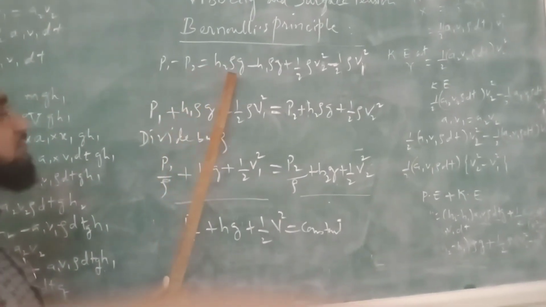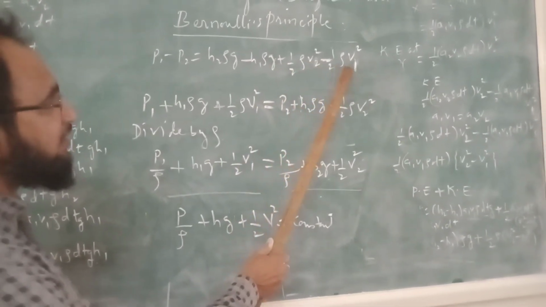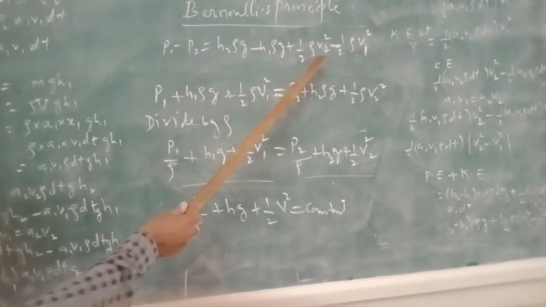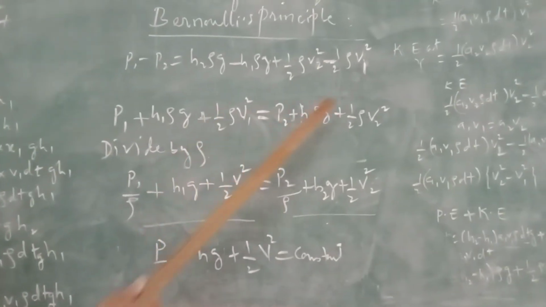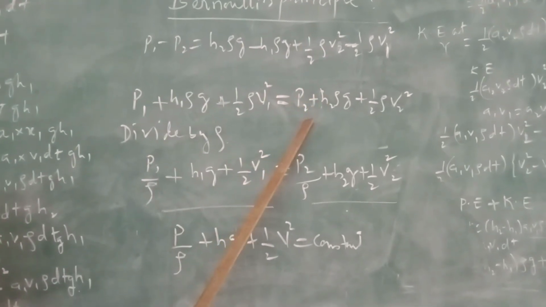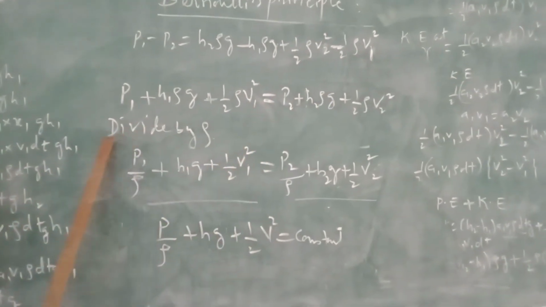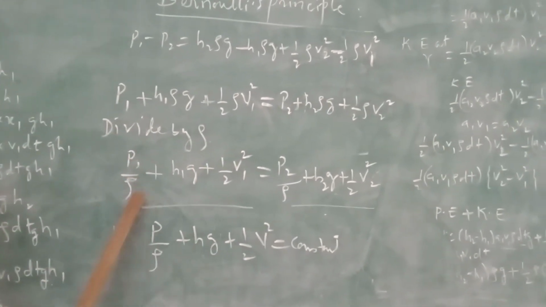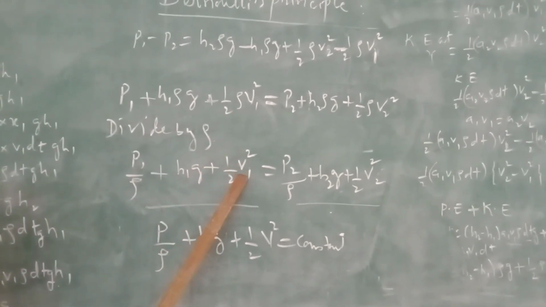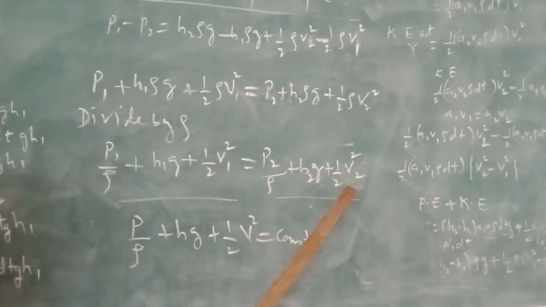P1 minus P2 is equal to h2 rho g minus h1 rho g plus half rho v2 square minus half rho v1 square. I will bring here P1 plus h1 rho g plus half rho v1 square to this side, and I will take P2 to the other side, plus h2 rho g plus half rho v2 square are already there. Now divide by rho. So P1 by rho plus h1 g, this rho gets cancelled, half v1 square is equal to, divided by rho, P2 by rho plus h2 g plus half v2 square.